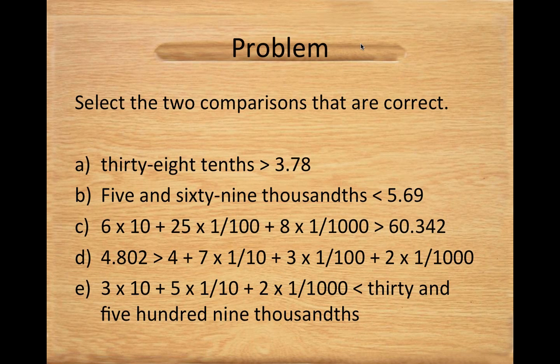Again, select two comparisons that are correct. 83 tenths and 3 and 78 hundredths. 5 and 69 thousandths is less than 5 and 69 hundredths. So again, looking at what we have here, 5 and 69 thousandths is less than 5 and 69 hundredths.